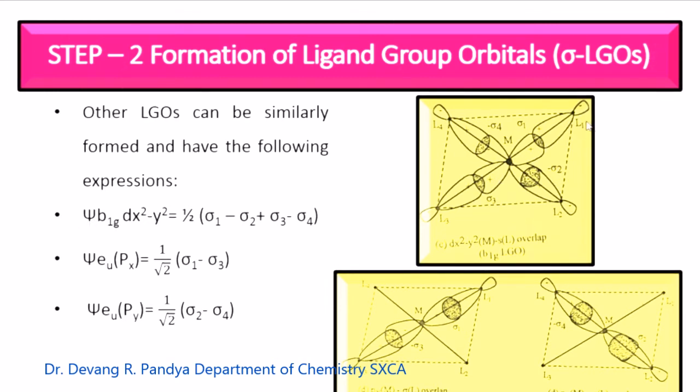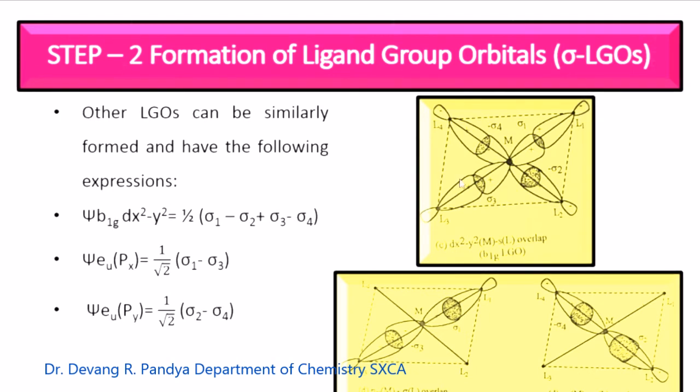So this wave function has this interaction. You can see here ligand 1 and ligand 3 have plus-plus overlapping interaction with the positive lobe of dx square minus y square. So ligands 1 and 3 are positive in symbol, while ligands 2 and 4 have interaction with the negative lobe of the d orbital, so again 2 and 4 are represented over here as minus. Plus and minus, again I will inform you that it is not a mathematical symbol, it's just the direction of the lobes which is going to interact with ligands 1, 2, 3 and 4. So this represents the B1G LGO.